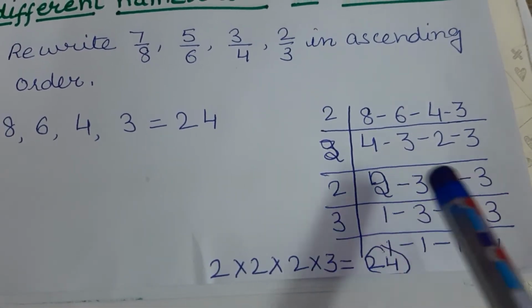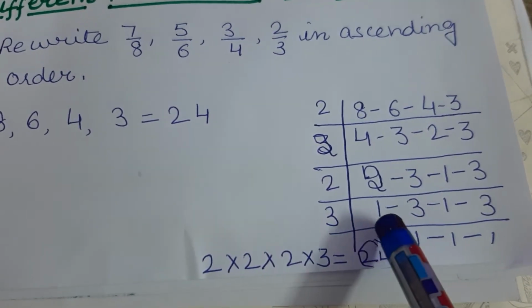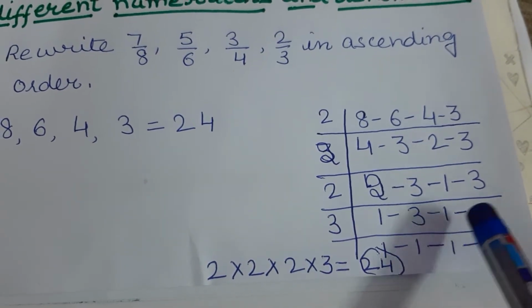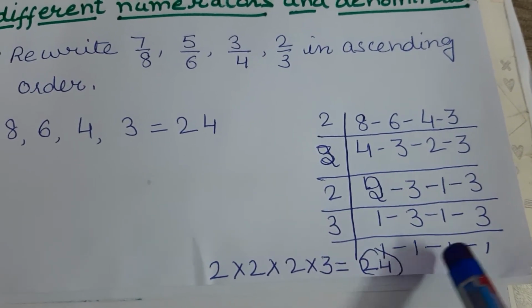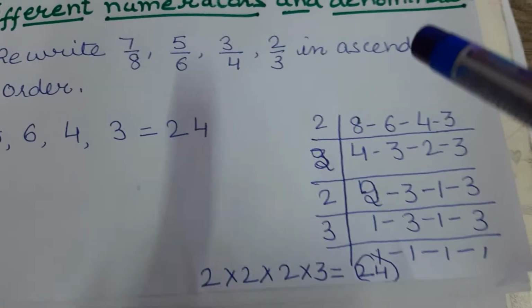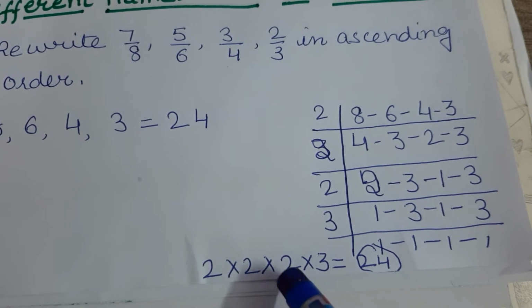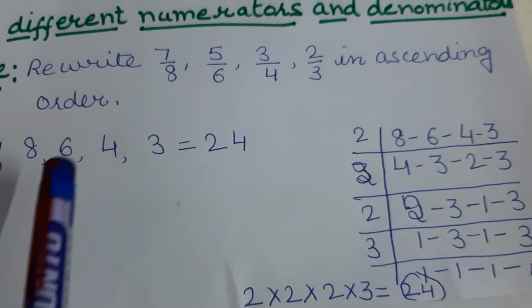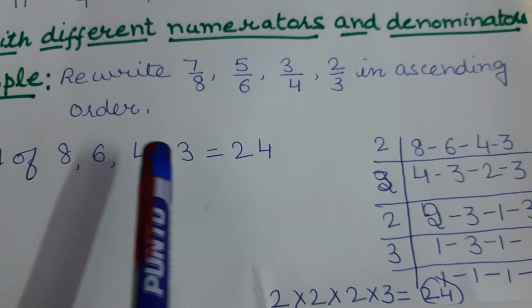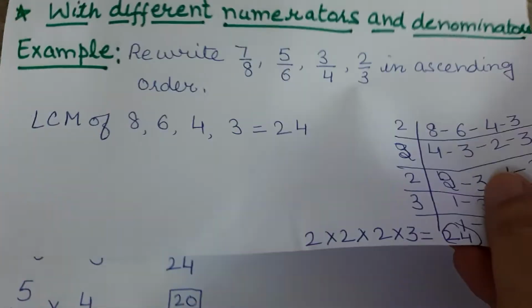Again one even number is there, again we will divide with 2. So 2 ones are 2, 3 as it is, 1 as it is, 3 as it is. Now what is left? 3. So we will divide with 3, and we get 1, 1, 1, 1. So what will be the LCM? Multiplication of all these numbers: 2 into 2 into 2 into 3, that is 24. So we have found the LCM of 8, 6, 4 and 3, that is 24. Now the next step is to make their denominators the same.